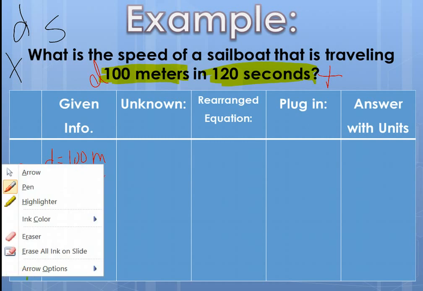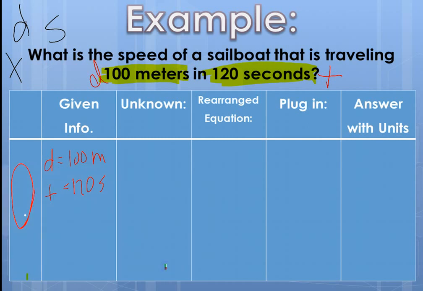The unknown is going to be what I'm trying to find. It says, what is the speed? So speed is going to be my unknown. So I can write speed equals question mark. And I want to try to figure out what units that's going to be. Remember the units we were just talking about: meters per second, miles per hour, yards per year. So we're going to have something per something. And remember the formula, we're going to have distance per time. We're going to have meters per second.